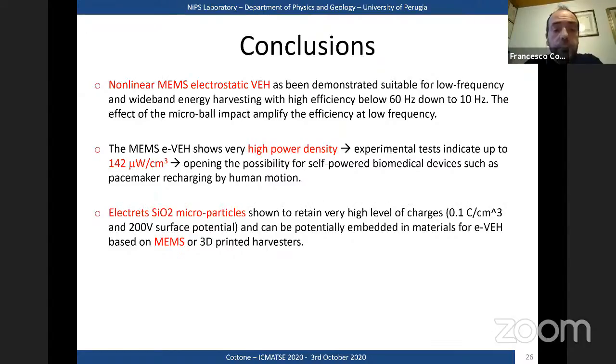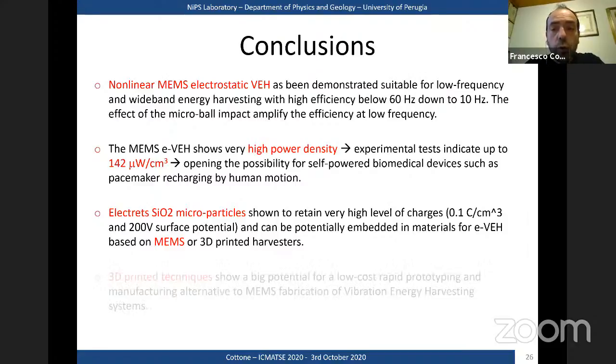also about microelectret materials like microsilica particles that can be used to provide very high level of charges, and can be used also integrated to polymer or matrix or in general in electrostatic vibration energy harvesting systems.